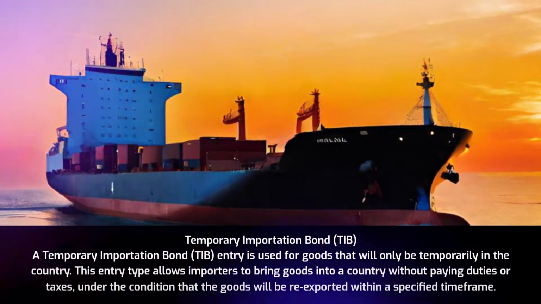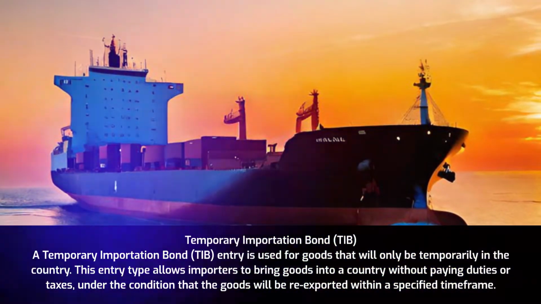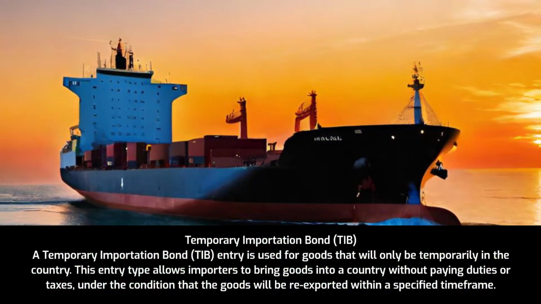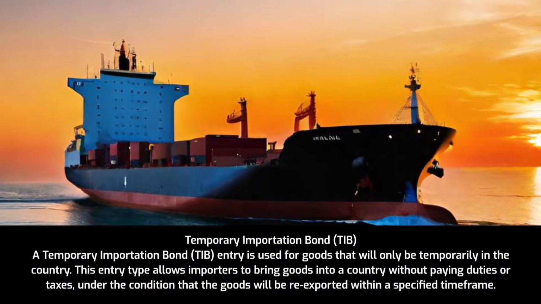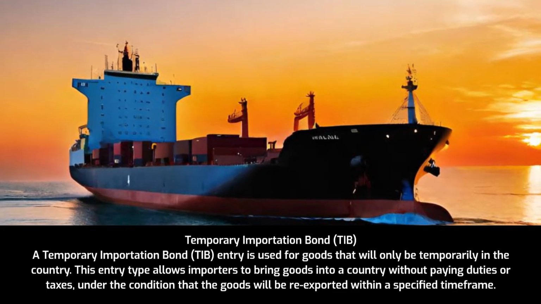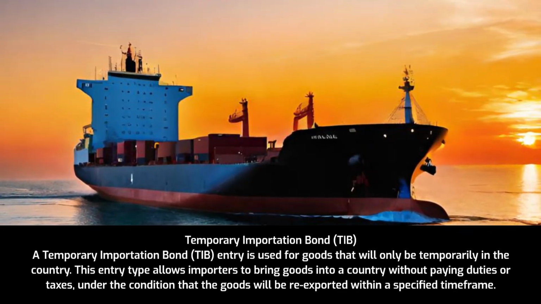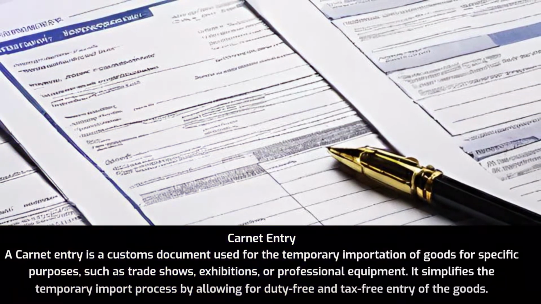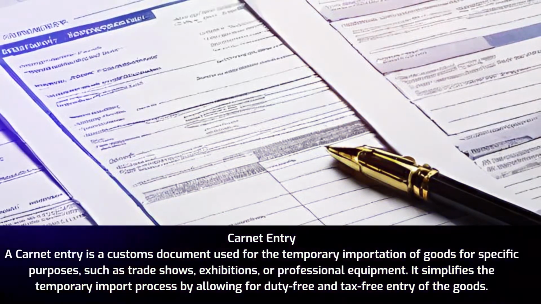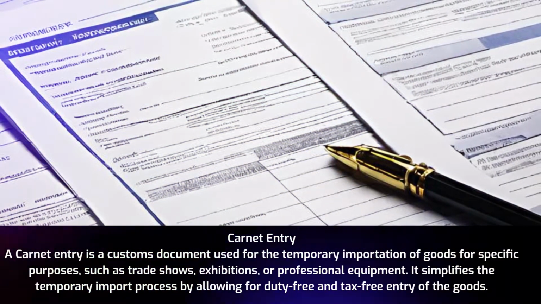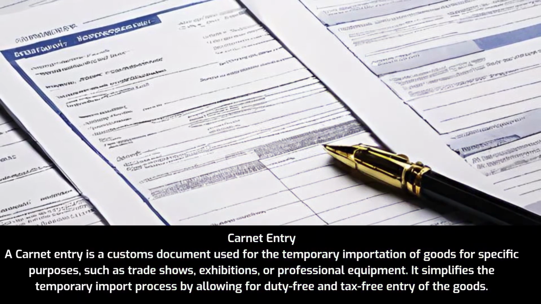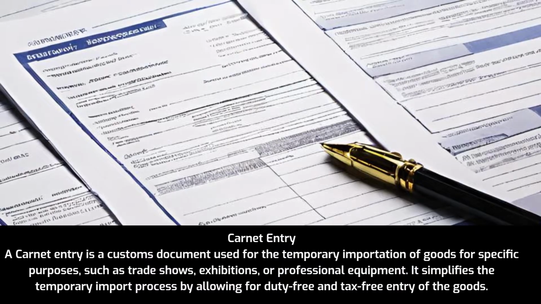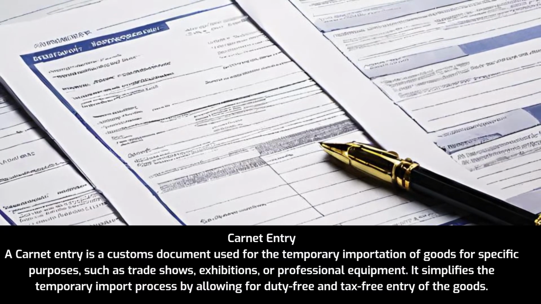A temporary importation bond (TIB) entry is used for goods that will only be temporarily in the country. This entry type allows importers to bring goods into a country without paying duties or taxes, under the condition that the goods will be re-exported within a specified time frame. A carnet entry is a customs document used for the temporary importation of goods for specific purposes, such as trade shows, exhibitions, or professional equipment. It simplifies the temporary import process by allowing for duty-free and tax-free entry of the goods.